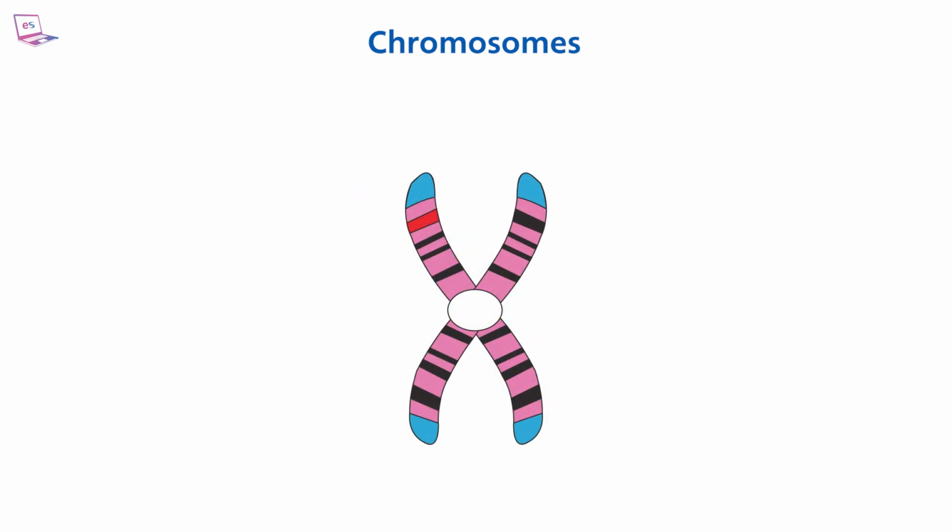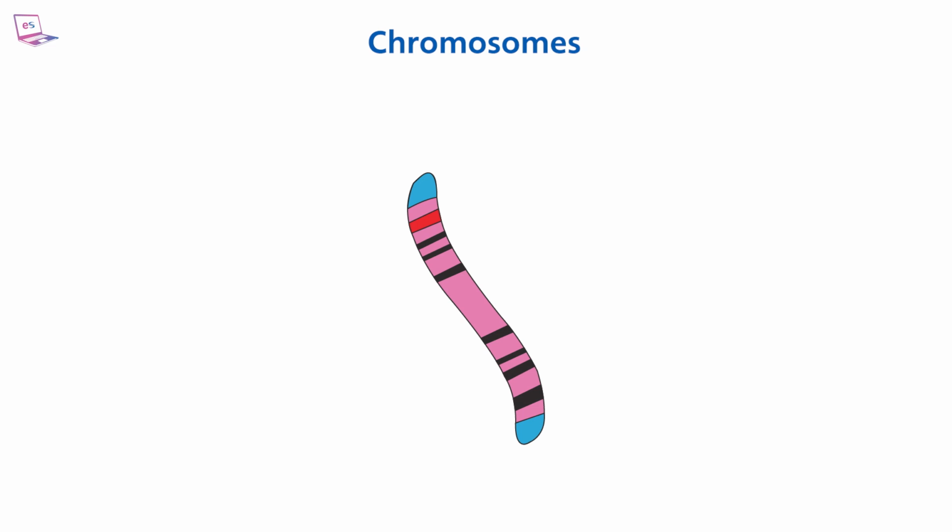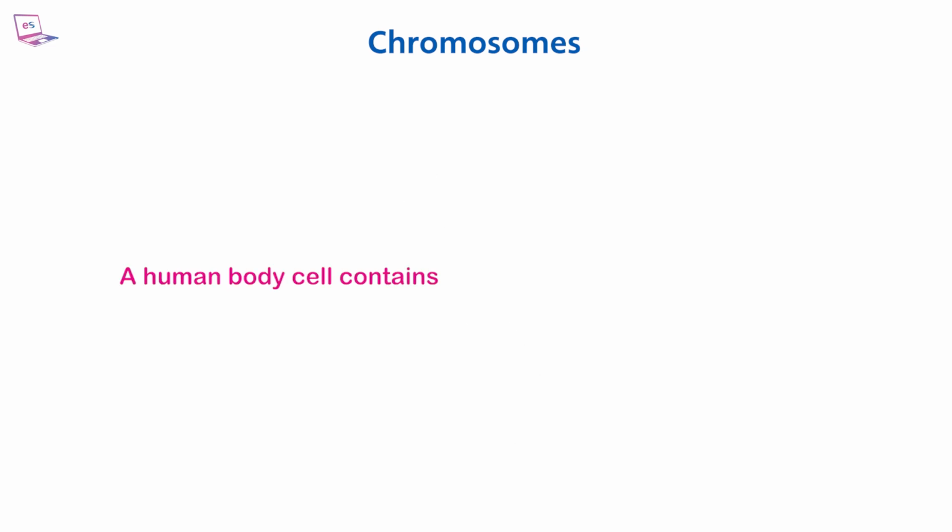Though chromosomes exist as pairs in normal cells, there are some exceptions. For example, the human gamete, or reproductive cell, carries only one copy of each chromosome. A human body cell contains 2 copies of every chromosome.